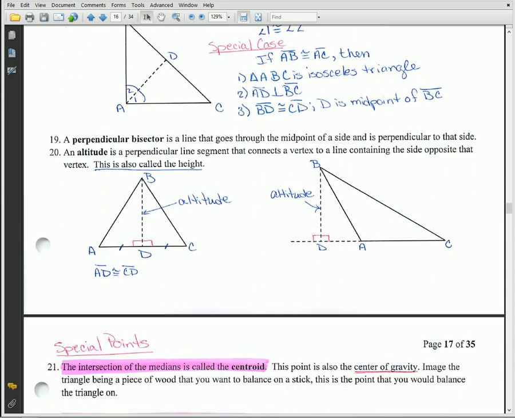A perpendicular bisector is a line that goes through the midpoint of the side and is perpendicular to that side. An altitude is a perpendicular line segment that connects a vertex to a line containing the opposite side. This is also called the height. Height and altitude are the same thing.